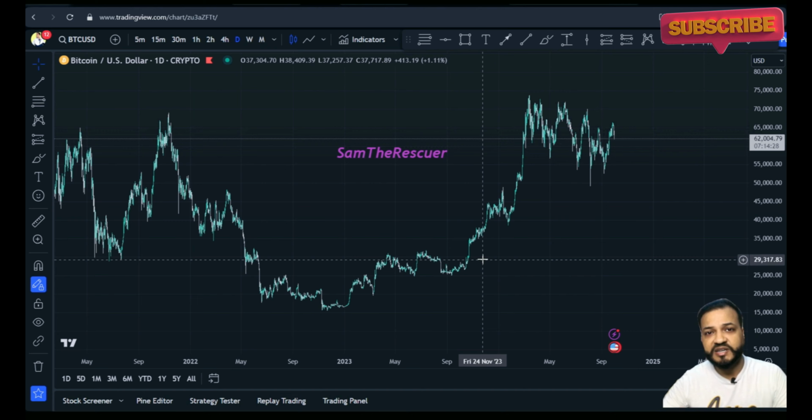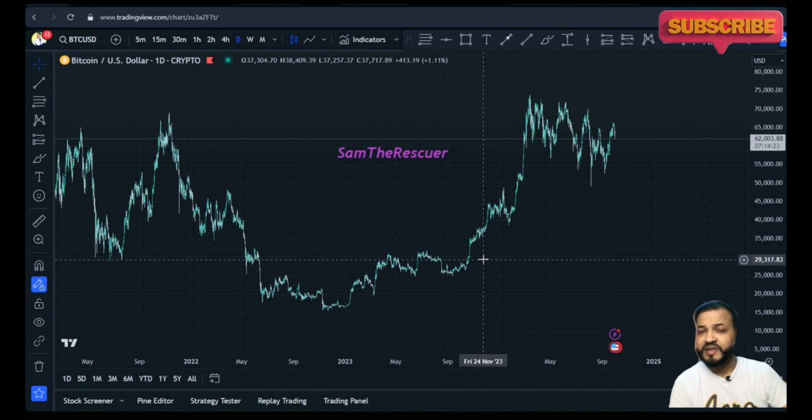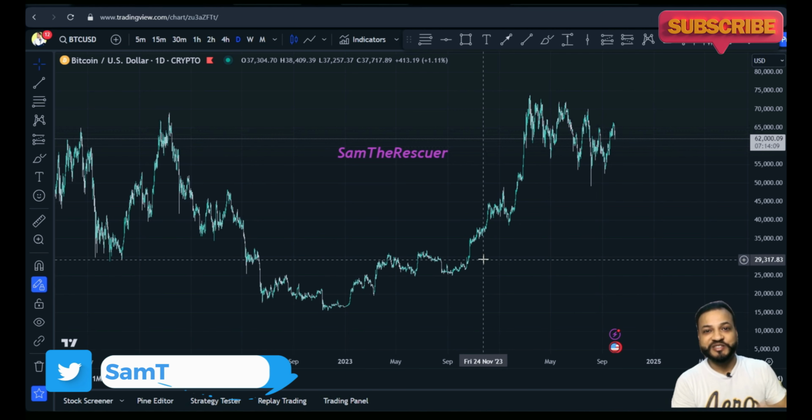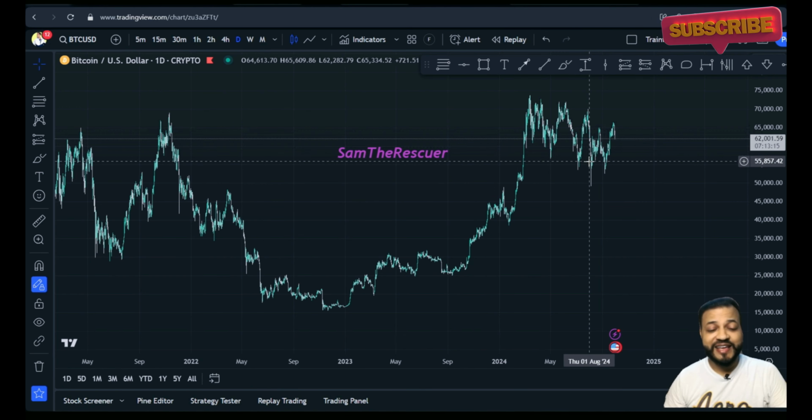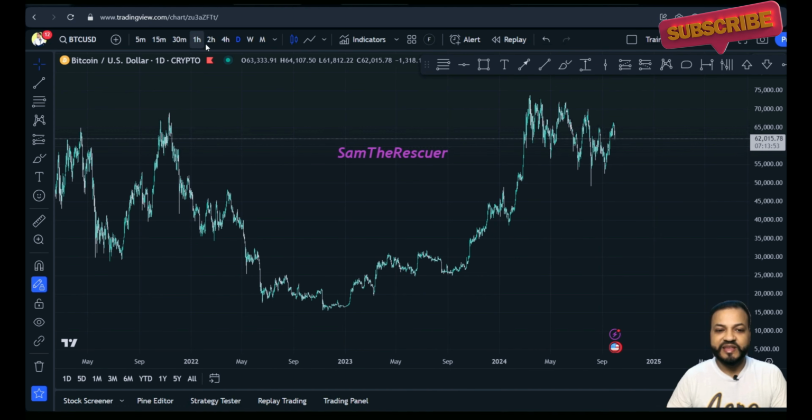I'm not getting into the detail because that's going to take approximately 8 to 10 minutes, and that's precious time. Rather than explaining how exactly the Fibonacci numbers work, I'll explain how to work with Fibonacci and how to use it. So let's not waste the time and let's begin. This is BTC daily time frame.